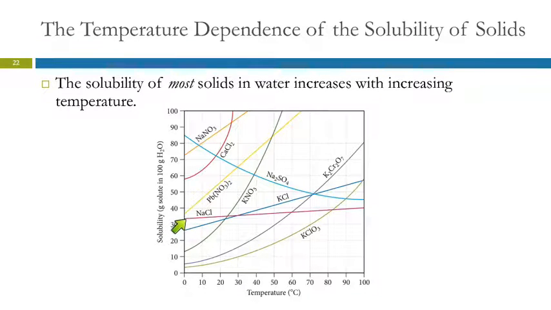For sodium chloride, there's very little difference in how much will dissolve with temperature. And then sodium sulfate is unusual in that at a higher temperature, it's less soluble than at low temperature. There are substances like that.